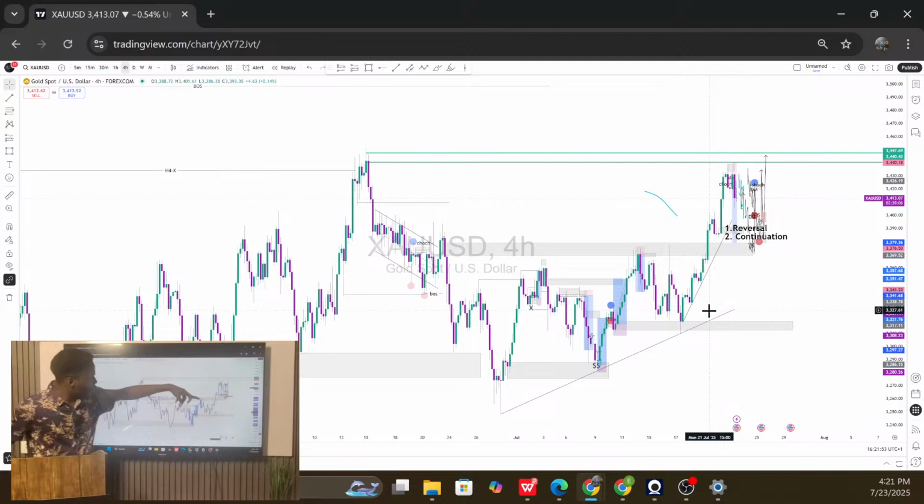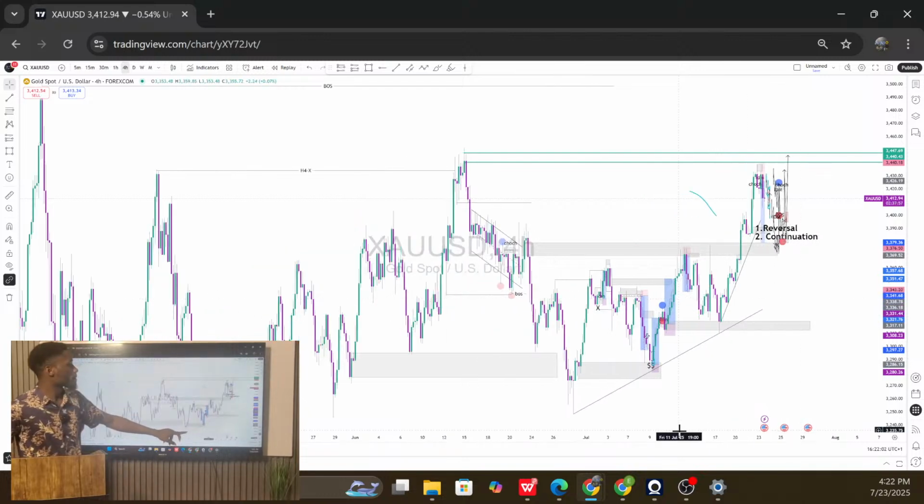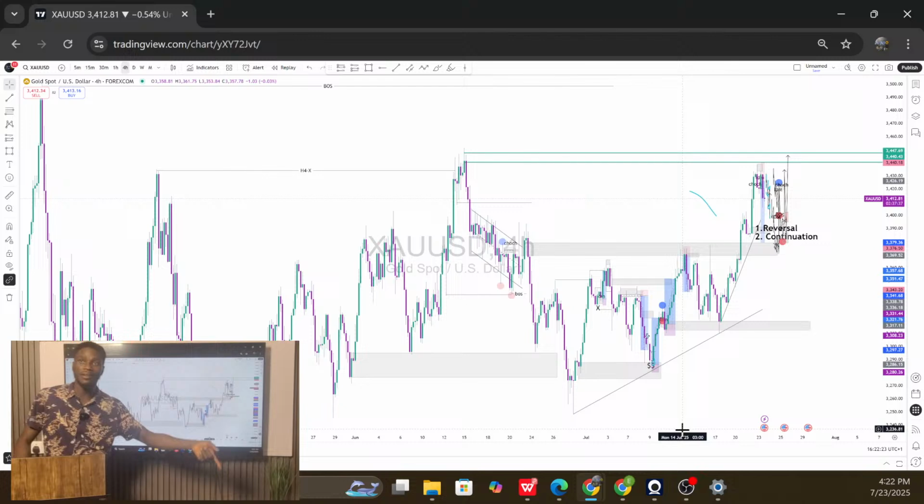No inducements, no inducements, no inducements. A 4 hours change of character will be below here. I know many people are going to fight me for this, but for proper structure, a 4 hours change of character cannot be earlier than here. SMC structure. You want to see a 4 hours change of character, and this 4 hours change of character will only tell you that price is ready to do some critical downward movement on the daily time frame.